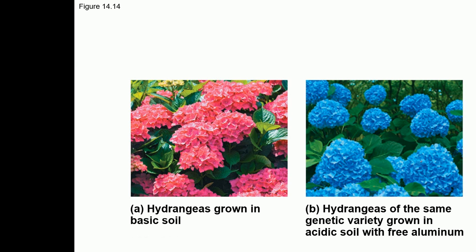Like you can see, these are some flowers. If you grow them in basic soil, if the pH is alkaline, they're going to give red flowers. And the same plant gives blue flowers if it is grown in acidic soil. So this inheritance pattern is called multifactorial, in which not only genes are involved, but the effect of environment is also there. So it's an interplay of genes and the environment.